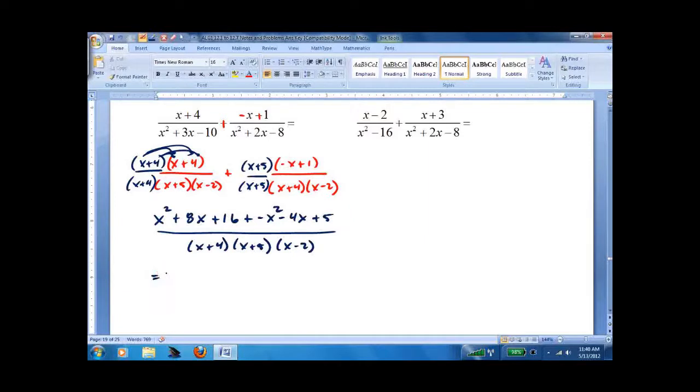Combine like terms on the top. X squared minus x squared, they're going to cancel. 8x minus 4x is 4x. 16 plus 5 is plus 21. Leave the bottom alone. There's no reason to multiply it out. It's equivalent either way. And it helps me do this. Cannot equal negative 4, negative 5, or 2.